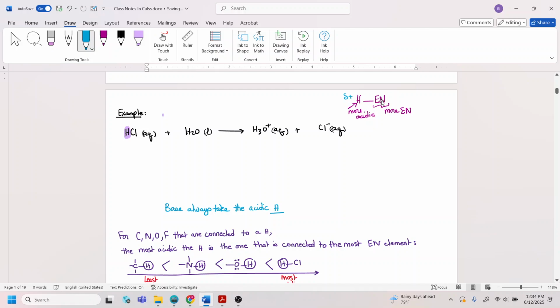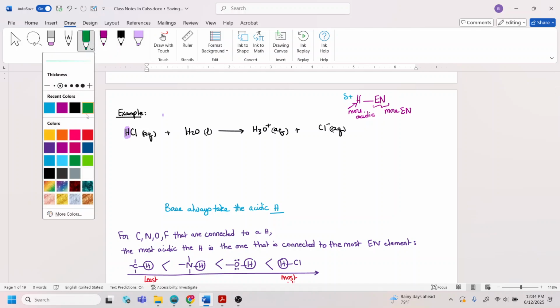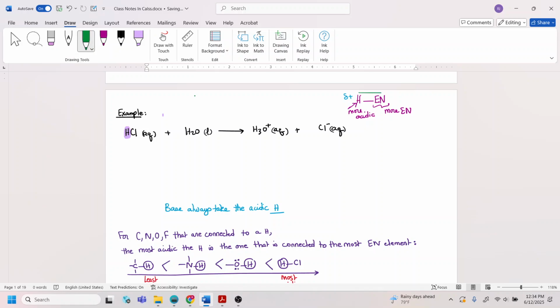So if the hydrogen is connected to a very electronegative element, if you look at the direction of the polarization here, the electronegative element simply steals electron from the hydrogen. And the more electronegative it is, the more it steals electron from the hydrogen. When it steals electron from the hydrogen, this hydrogen will become more partial positive. The more partial positive the hydrogen is, the more acidic it is.